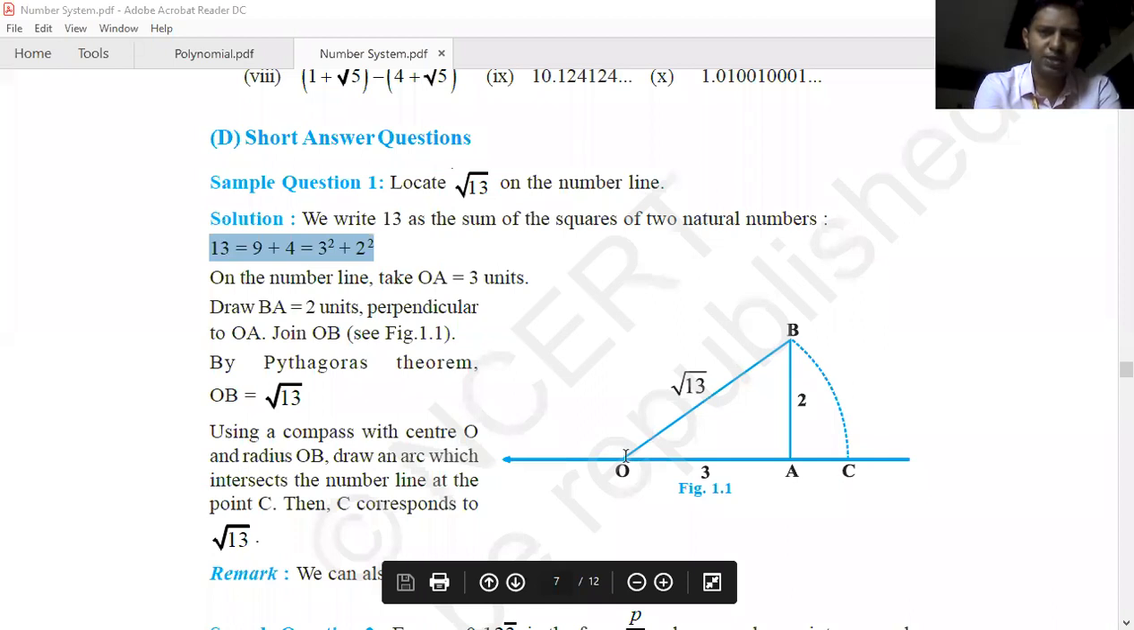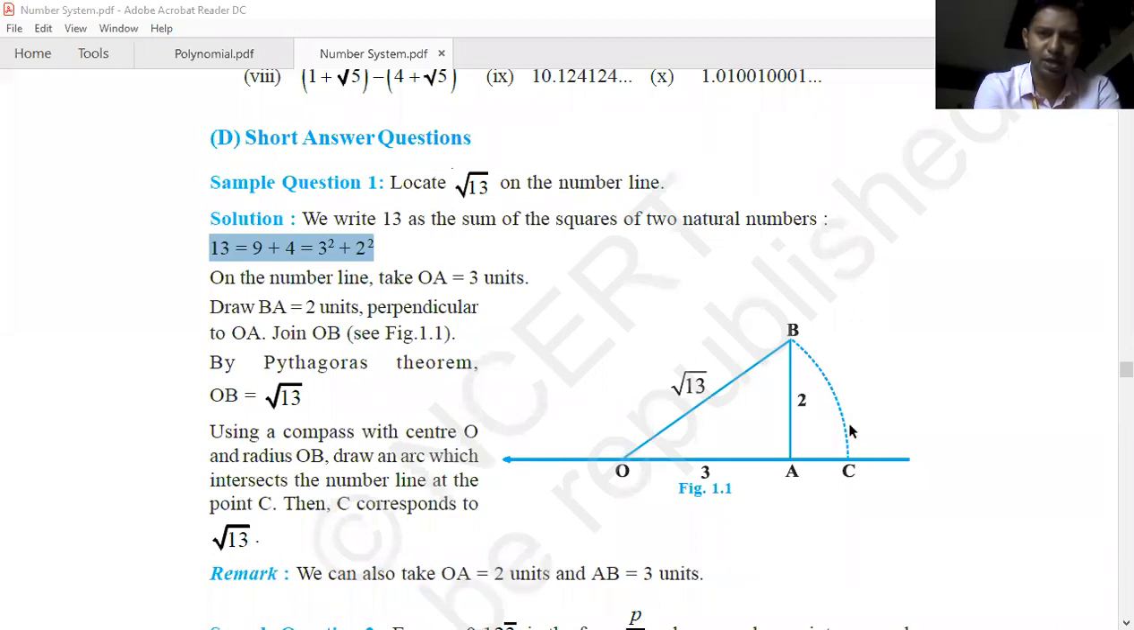If I take O as center and OB as radius and cut an arc, it will intersect the number line at C. So the length OC will represent root 13 on the number line. In this way you can find the values; root 82 can also be given. We'll need to write it as 9 square plus 1 square.